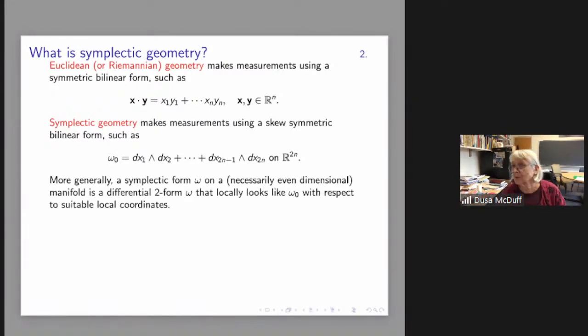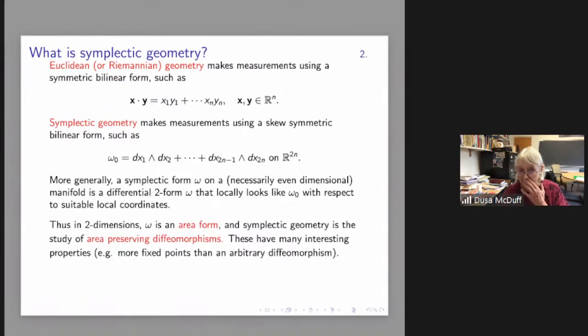And in general, on a general manifold, it's an even dimensional smooth manifold. A symplectic form is a differential two form that locally looks like the one I've given above, omega 0, in suitable local coordinates. So in fact, it can be any closed two form whose top power is a volume form. So it means in dimension 2, it's an area form. And what you're studying are area preserving diffeomorphisms.